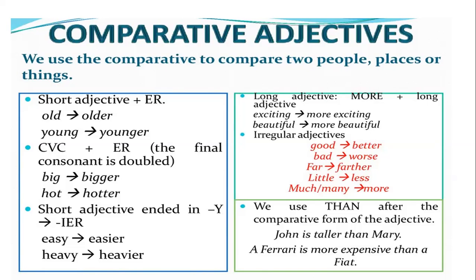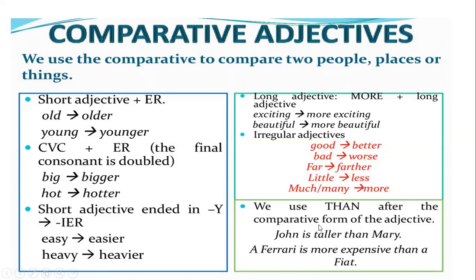So that's the rule. And remember that we have some irregular adjectives. Which are those irregular adjectives? For example, good. When I say the comparative, I say better, right? I can say natural soft drinks are better than Coca-Cola. Maybe you disagree with me, but I will say that. Bad, worse, far, farther, right? Little, less, much or many, you say more.